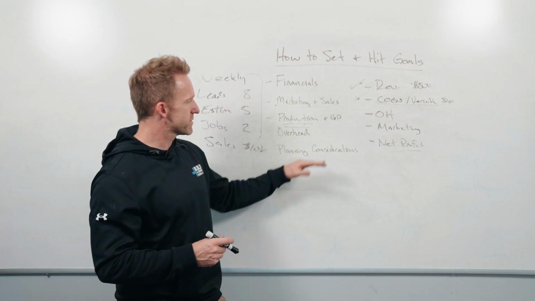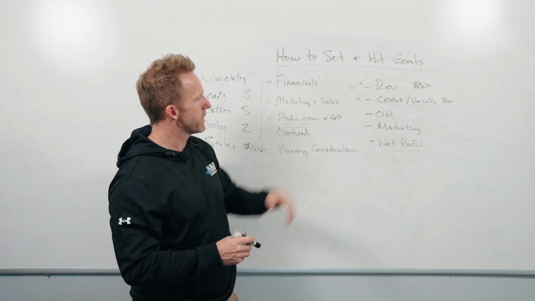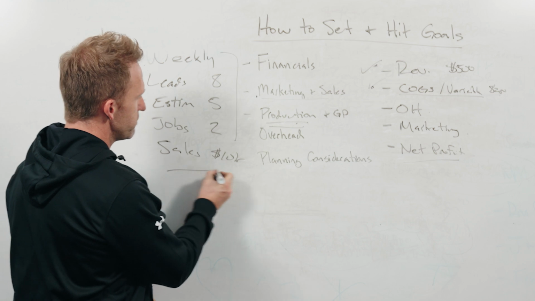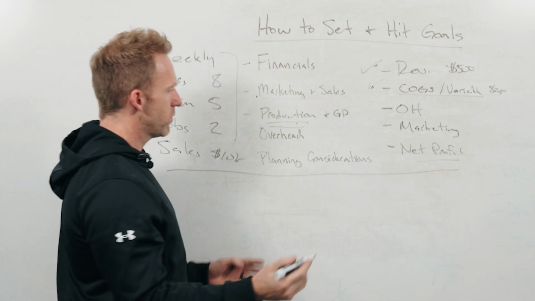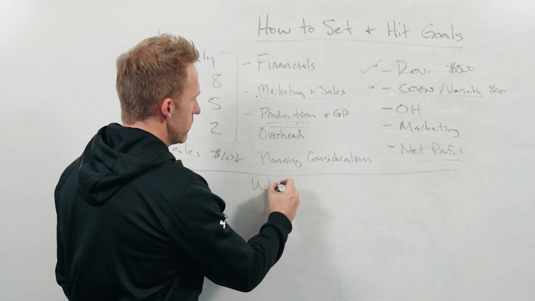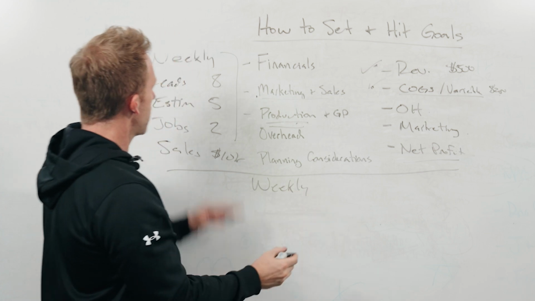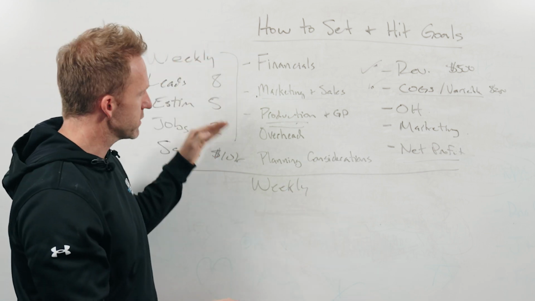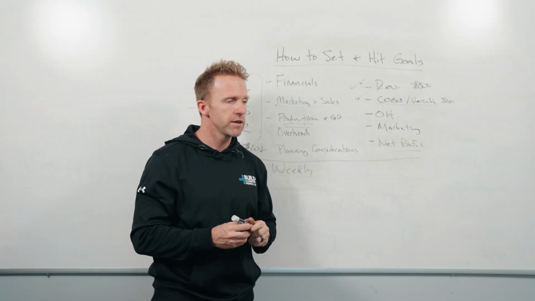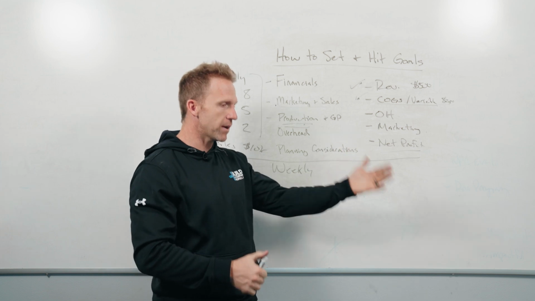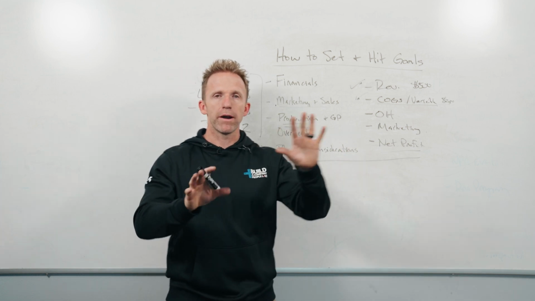And that's enough on making the plan. So now, how we hit it. Once you've built this plan for the year, then what you do is every week, you just update your actual sales and marketing numbers. How many leads did we actually get? How many estimates did we actually do? How many jobs did we actually book? How much sales did we book compared to our plan?